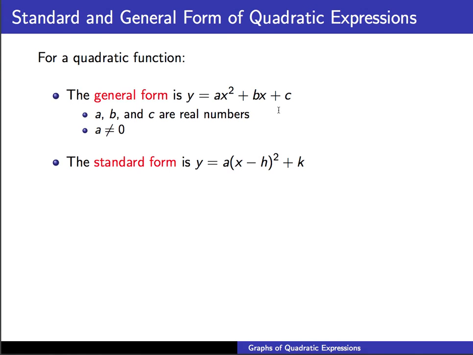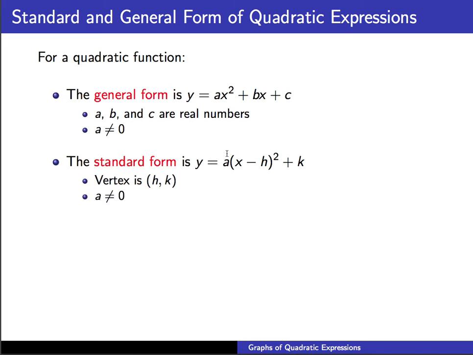So the standard form, also known as the vertex form, is y equals a times (x minus h) in parentheses squared plus k. The reason we call this the vertex form is because h and k represent the x and y coordinates of your vertex. So in this form, it's really quick to see what the coordinates of the vertex are going to be. And a is not equal to 0, and a, h, and k are all real numbers. By the way, this value of a in front of the parentheses for our standard form is the same a that's in front of x squared for our general form.